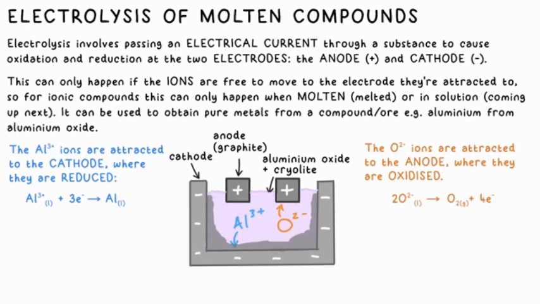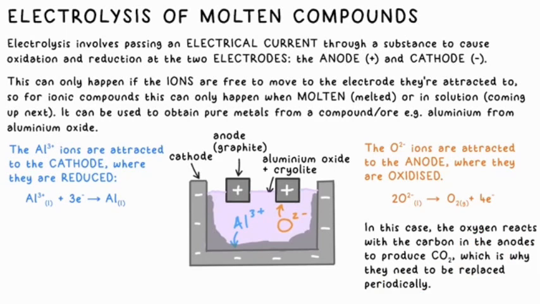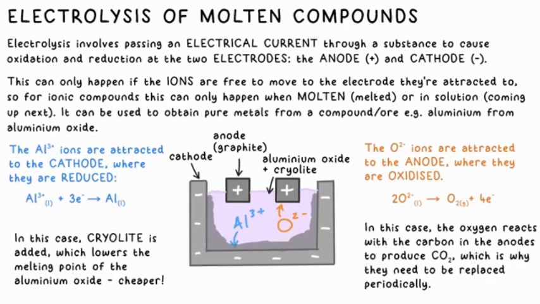This is one way of purifying metals or extracting them from compounds, say if displacing with carbon isn't an option due to their reactivity. In this case of aluminium oxide, the oxygen produced at the graphite carbon anode reacts with the anode itself, so these need to be replaced every so often. Again, specifically for this case, aluminium oxide is mixed with cryolite to reduce its melting point, making it cheaper to extract the aluminium.